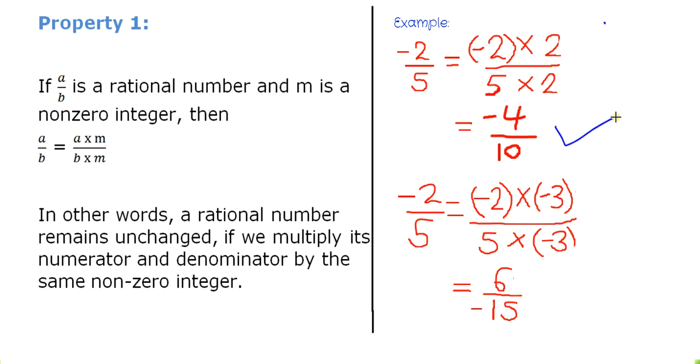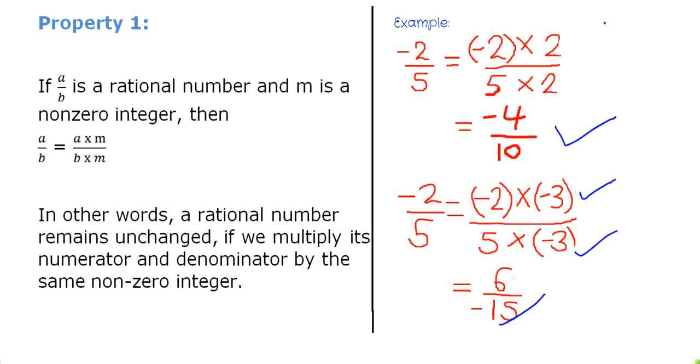Similarly, if I want to find one more rational number equivalent to my given rational number, I can multiply it by any non-zero integer. Here I have multiplied the numerator by minus 3 as well as the denominator by minus 3. So I have got a new rational number which is 6 upon minus 15. Similarly, we can find as many equivalent rational numbers of a given number as possible.